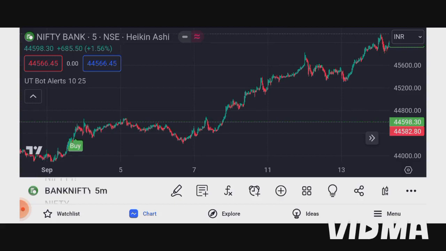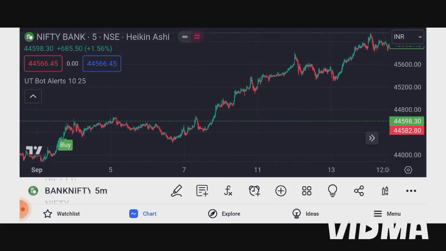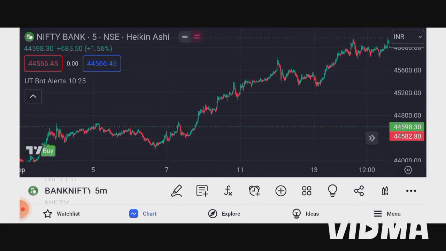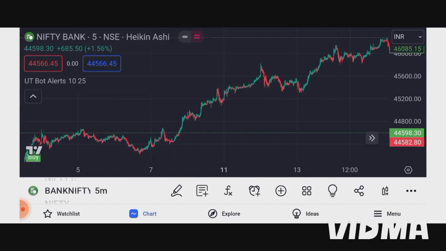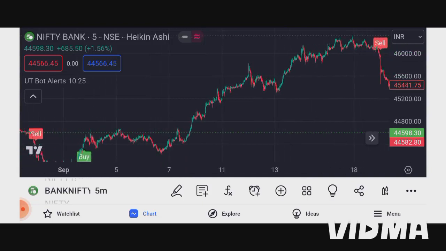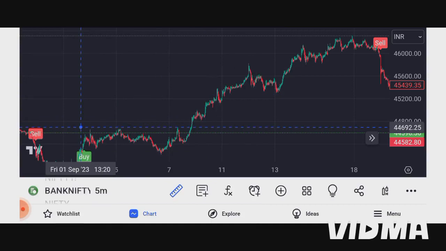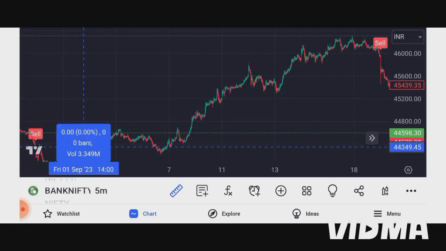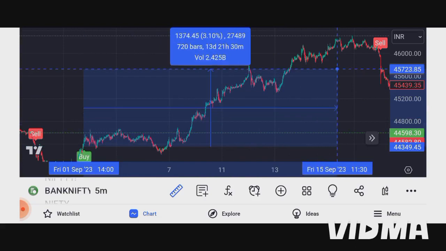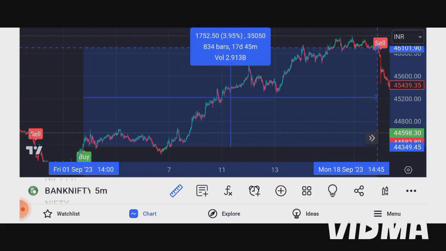If you check, in September there is one buy trade generated, and we see how many points it is giving. So we check that, go to measure. Now we measure from that buy to sell, what points it is giving. It is giving almost 1700 points from 1st September to 18th September.